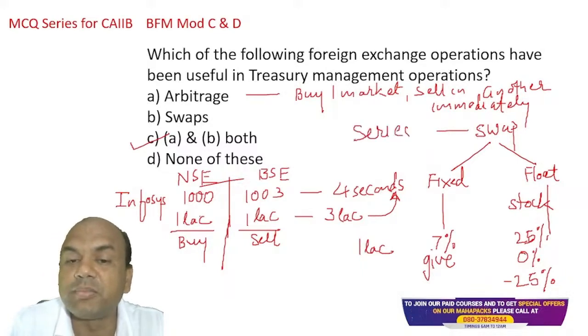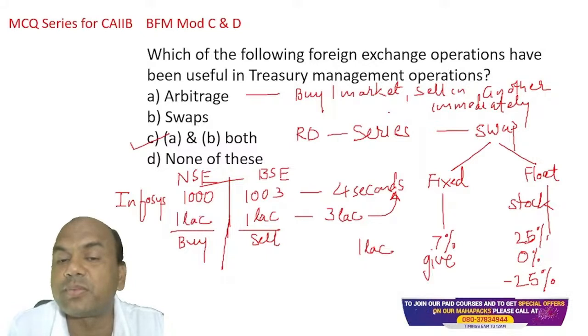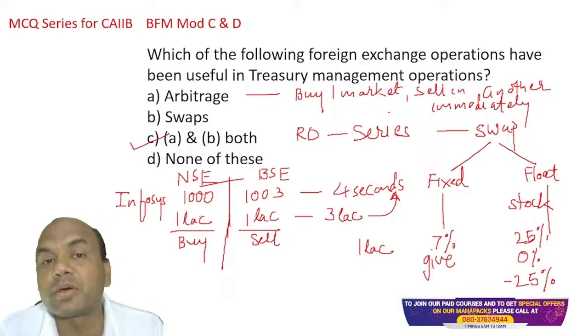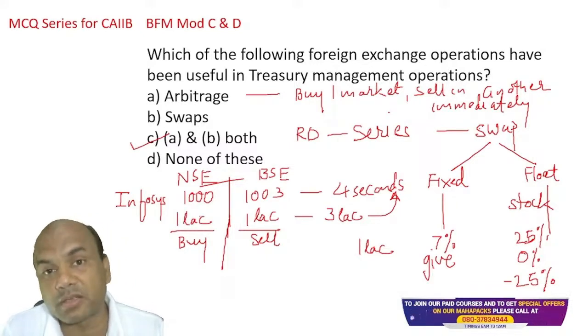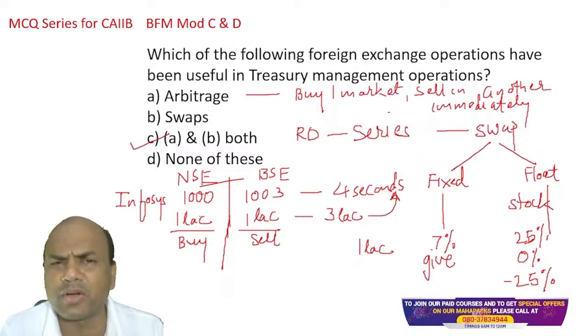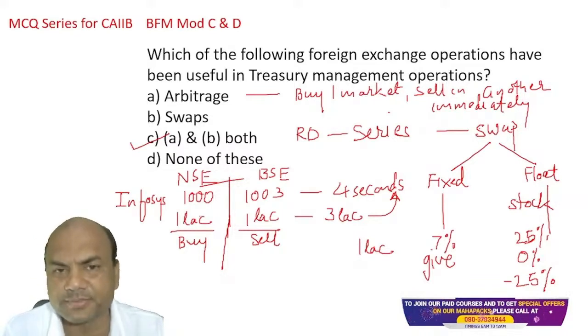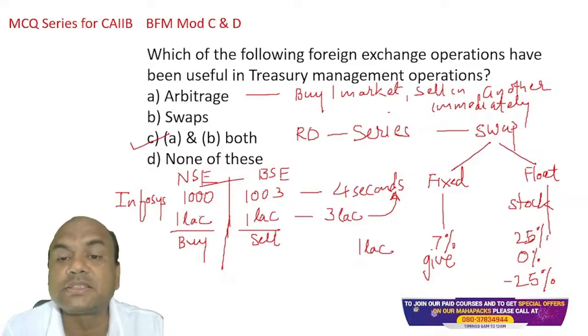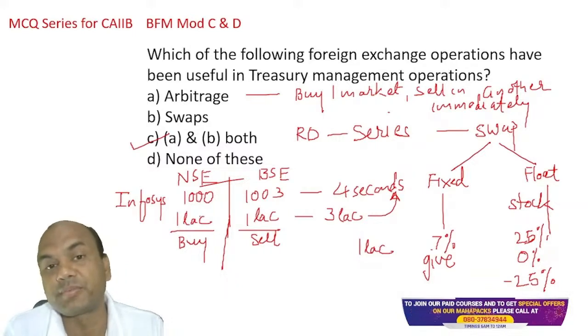Series means, for example, I'll give you RD. What is RD? Recurring deposit. It is a series of payments. I'll give you 1000 per month, and at the end of the year, you as a bank will give me 12,000 plus that interest. Right? So it is an exchange of a series of payments.